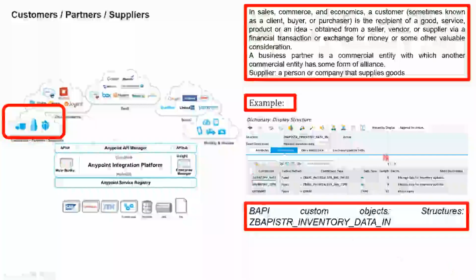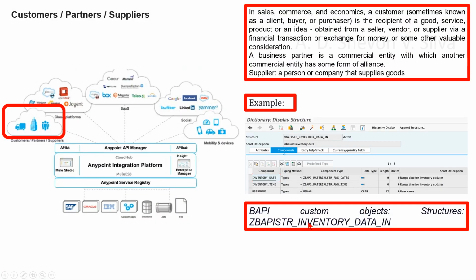Example, you can see BAPI custom object structure, BAPI structure inventory data in here, inbound inventory data, short description, and you can see the other information here.